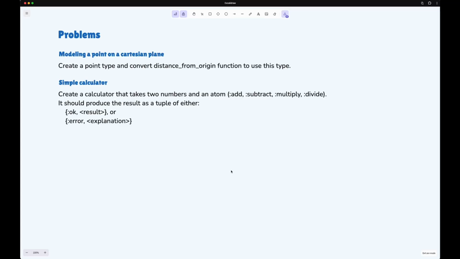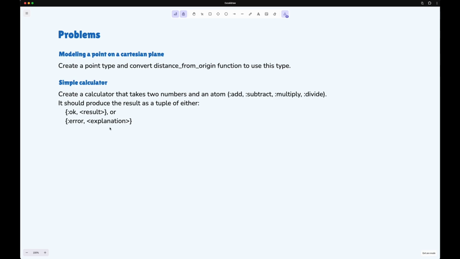Let's now try to solve the second problem, which is designing a simple calculator. It is saying create a calculator that takes two numbers and an atom, and the atom is going to be one of these four: add, subtract, multiply, divide. It should produce the result as a tuple of either OK result or error explanation. So let's see how we can design this function.